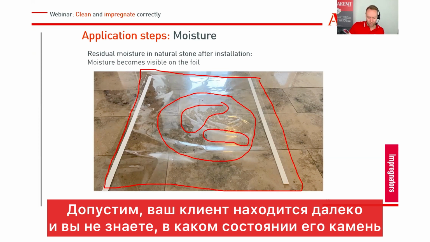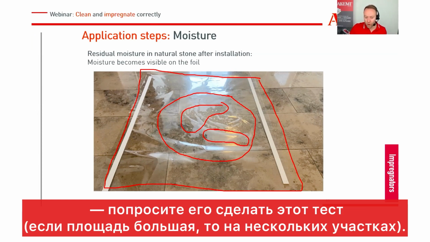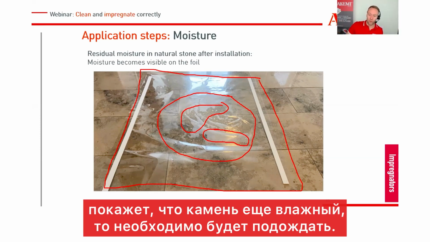And when it cannot, it will form something like that. When you see this is happening, your floor is still too wet to apply an impregnation. This you don't have to do by yourself sometimes, because if your client is far away, you tell him, please place a plastic foil, a plastic sheet, 1, 2 square meters on 2 to 3 different parts when it's a huge area, for example, and check it tomorrow. Call me if everything is clear, no water, no condensation under the plastic. Then I will come and do the application of the impregnator.